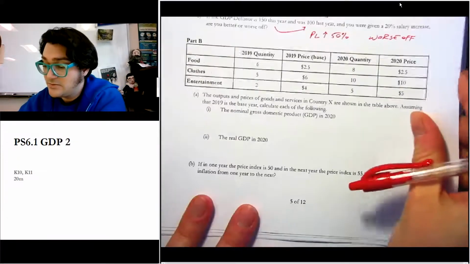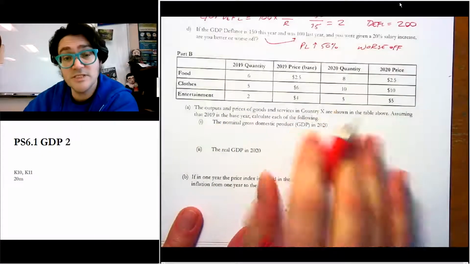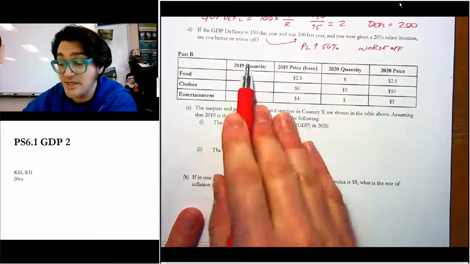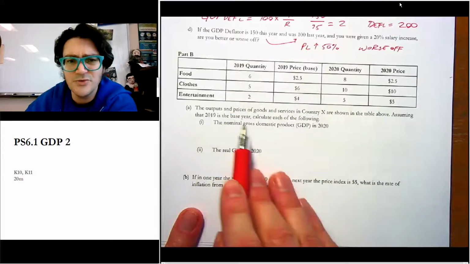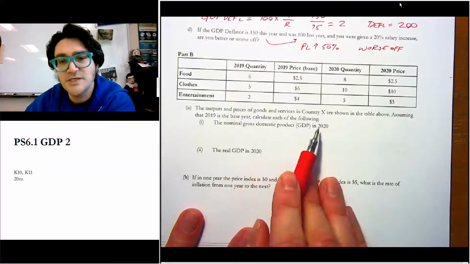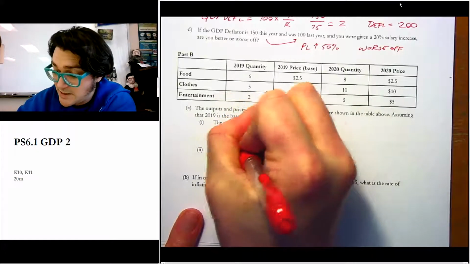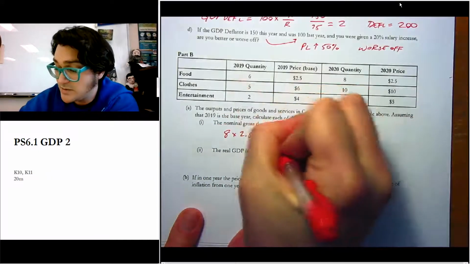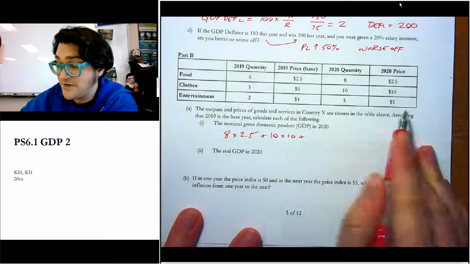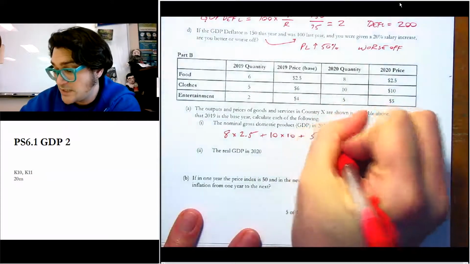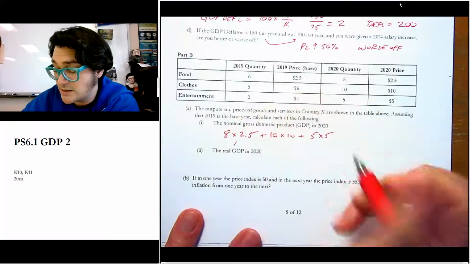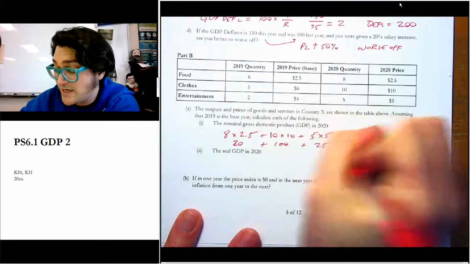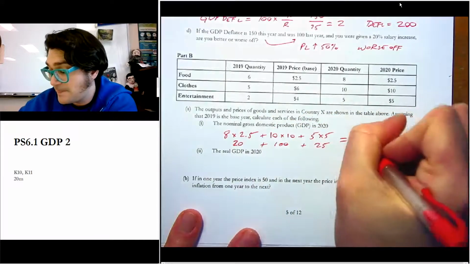Okay, now part B is a similar problem. This is actually from an AP exam. The outputs and prices of goods are shown above. 2019 is the base year. Calculate each of the following. So it'll always tell you which one's the base year. Nominal GDP in 2020. Well, that's just 8 times 2.5. Again, nominal means the current, whatever that is. So plus 10 times 10 plus 5 times 5. So that's 20, plus 100, plus 25. I hope I did that right, $145.